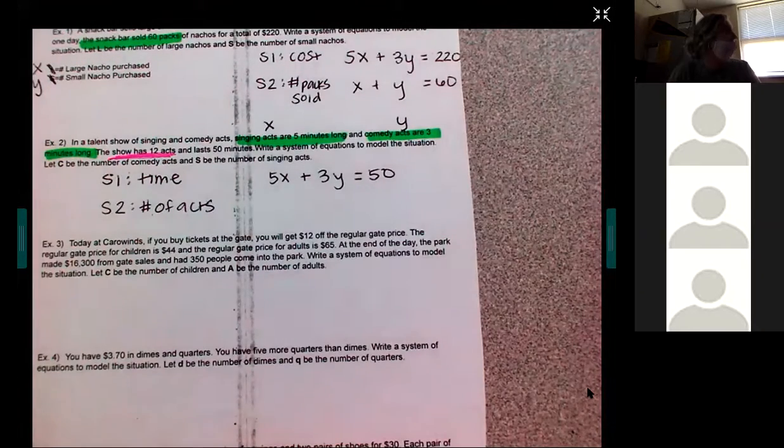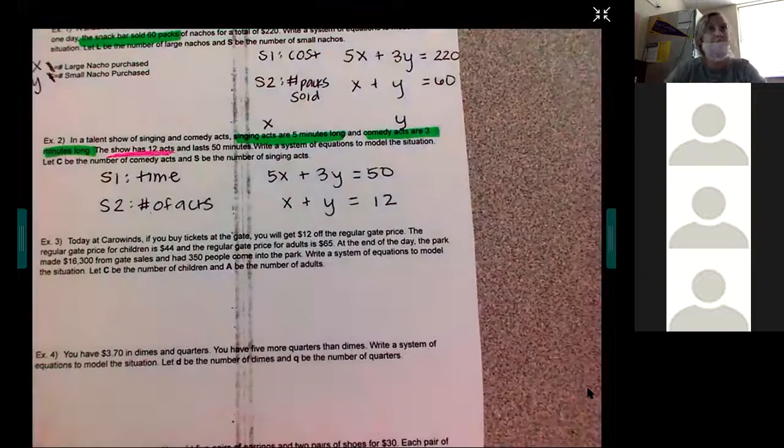All right, Amaya, I'm going to talk to you. Do we know how many acts were singing acts? Does it say? Good. Jayla, do we know how many acts were comedy acts? So what can we write? X plus Y, because you don't know, equals 12 total. Very good.